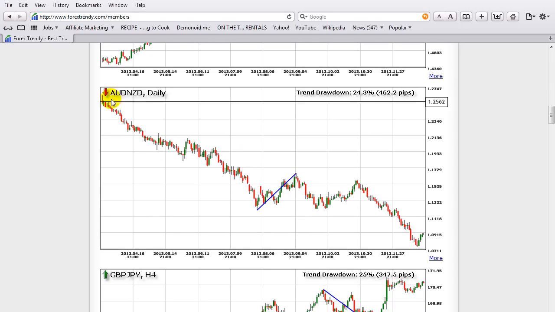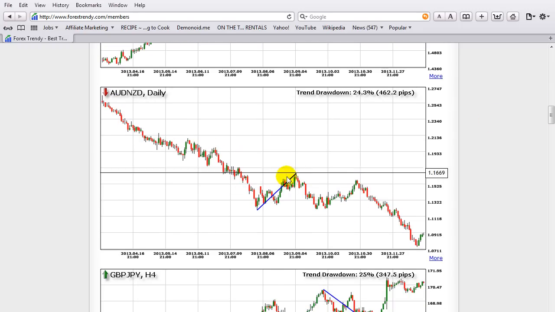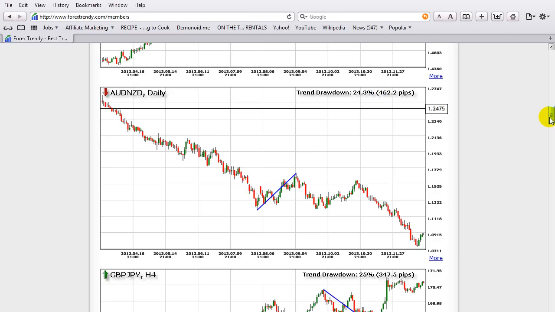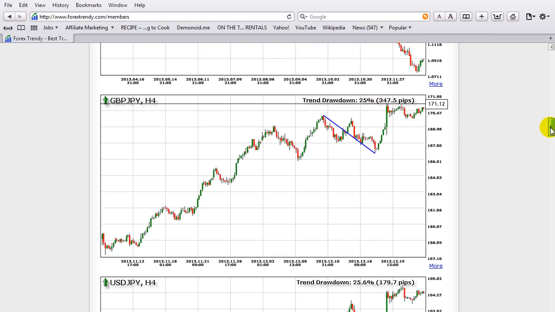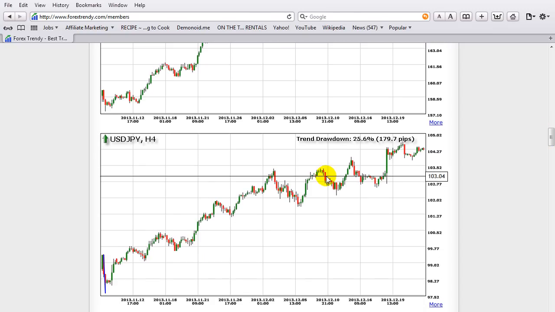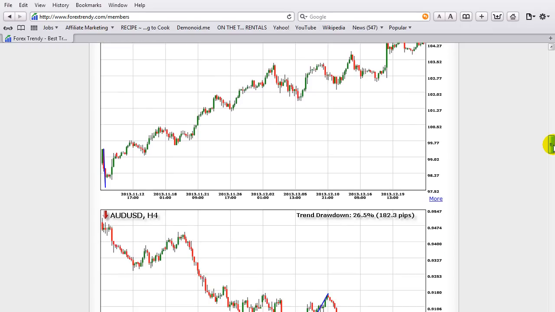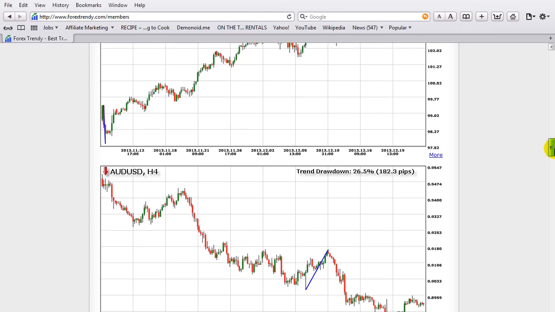Aussie New Zealand, that's a nice trend going down. Problem is, 462 pips is a little far out of my comfort zone, as well as the pound yen here. Again, another yen pair showing an upward trend, but again, 347 pips on a 4 hour is a little steep for me. But look again, another yen pair. So obviously what this program is telling you is that the yen pairs are trending up nicely.